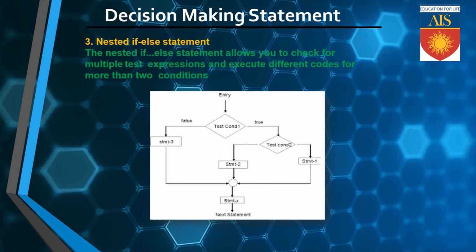Our next option is the nested if else statement. The nested if else statement allows us to check multiple test expressions and execute different code for more than two conditions. Here you can see the algorithm of this diagram. Here you can see the entry, and then it will check the condition. If it is true, then it will move to another condition. If it is false, then it will directly exit the program.